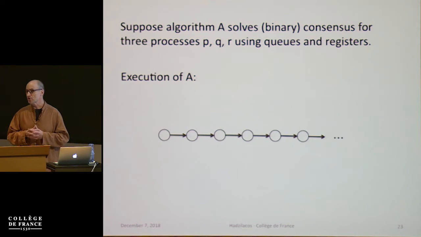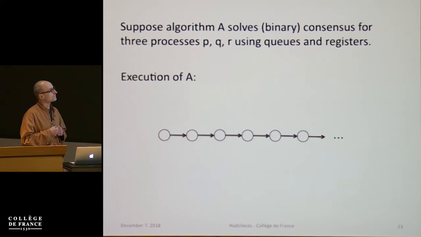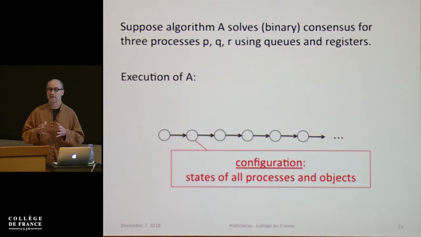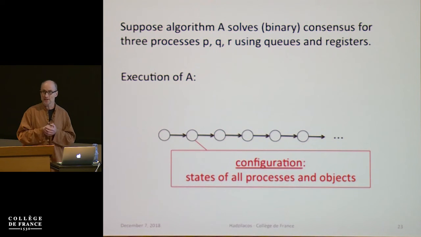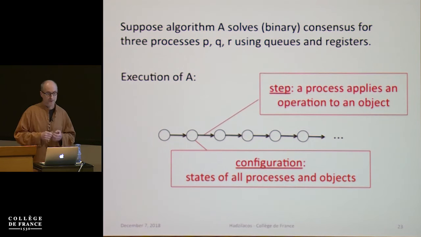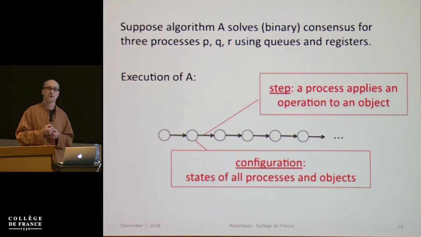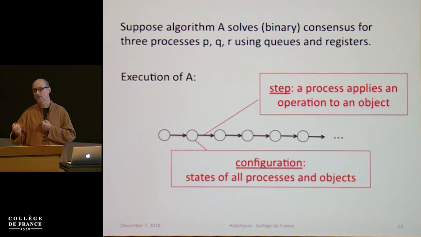You can visualize an execution of the algorithm A as this chain of nodes, where every node represents what we call a configuration, that is the global state of the system at some point in time, meaning the states of all the processes and the states of all the objects in the system. An arrow between two configurations represents a step of a process by which the process applies an operation to the object, receives back a response, and changes its state and changes the state of the object.